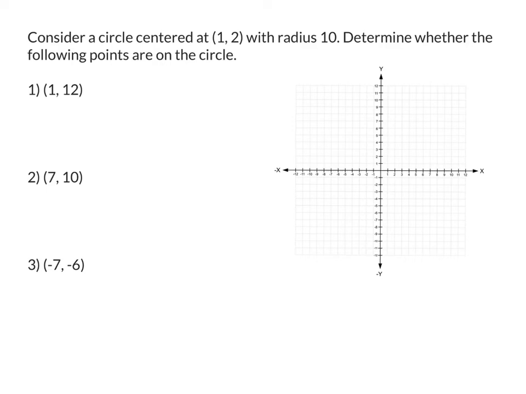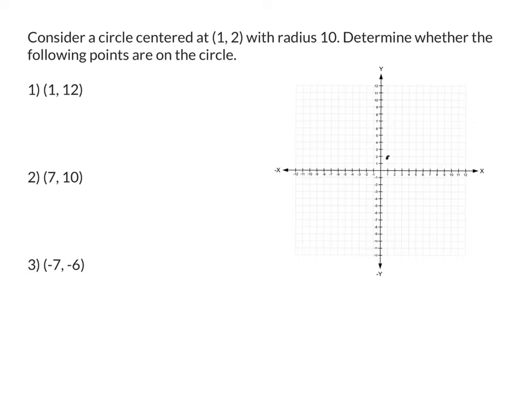Hello. In this video, we're going to be looking at several points and determining whether they lie on a circle with specific criteria. So in this example, we have a circle centered at (1, 2), perhaps a little higher than that, and it has a radius of 10. Now, my circle can go out 10 units.